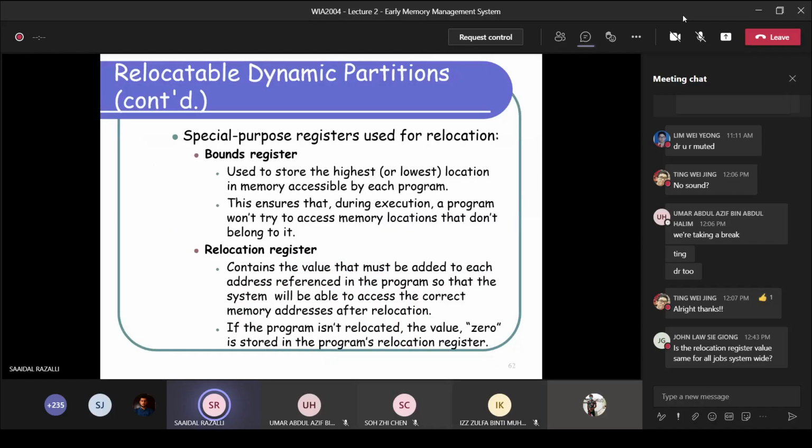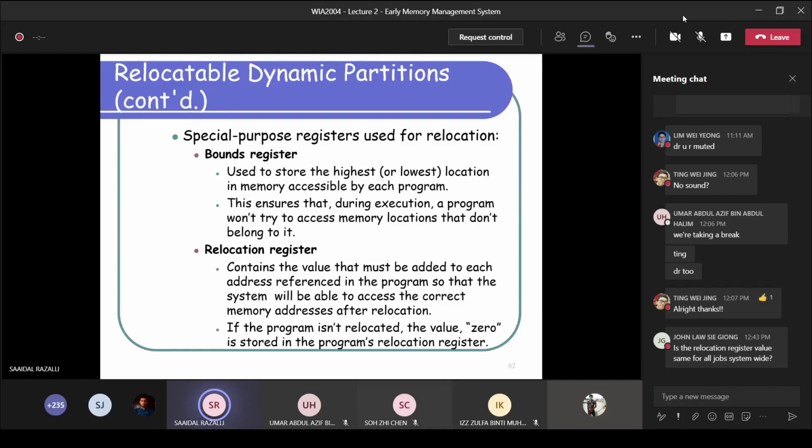There is also a special purpose register used for relocation. Bounds registers are used to store the highest or lowest memory location accessible by each program. This ensures that during execution, a program won't try to access locations that don't belong to it. There's an error if you try to access memory you're not supposed to access.